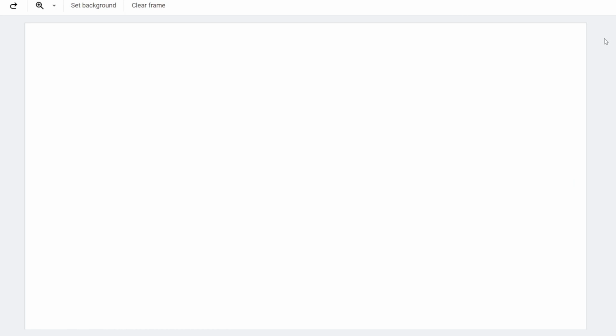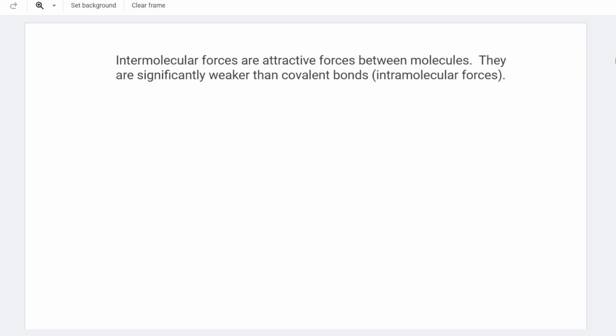Today we're going to be discussing intermolecular forces. So first, what are intermolecular forces? Well, intermolecular forces are attractive forces between molecules. They're significantly weaker than covalent bonds, which are intramolecular forces. Now, let's talk about the 5 main types of intermolecular forces.